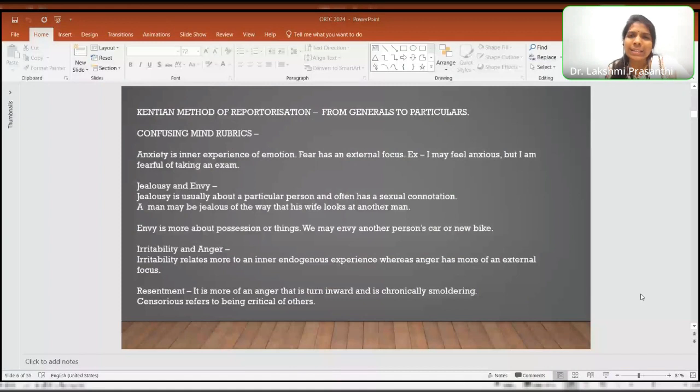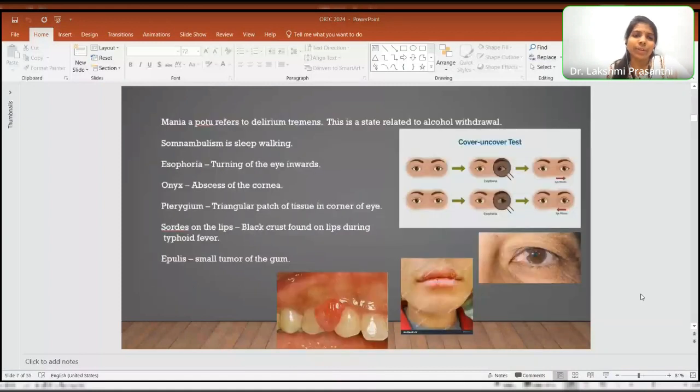So let us discuss some other rubrics from the Kent repertory. Mania a potu, which is a rubric given in the mind chapter of Kent repertory, refers to a condition formed due to alcohol withdrawal. The delirium condition after alcohol withdrawal.